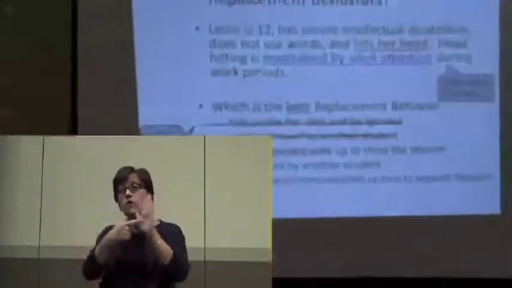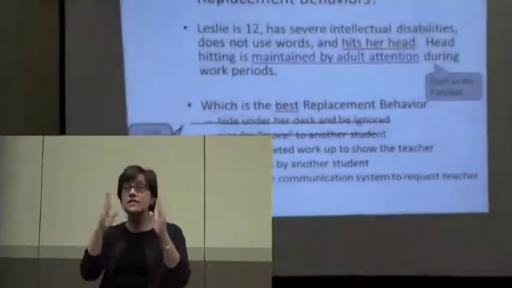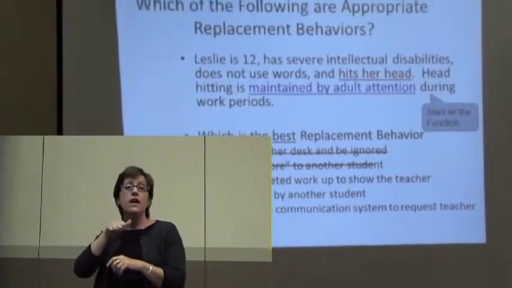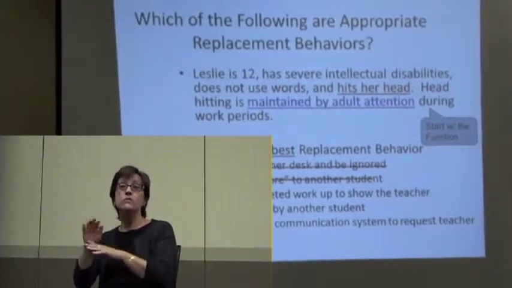Sign for more to another student. It's a good idea, but it's not getting her access to adult attention, right? Okay? So take completed work up to show the teacher. That's getting her attention, right? Now, of course, I had other rules besides the function that apply. Remember what those other rules were? Matches the function, efficient, and then, of course, socially acceptable, right? So right now, we'll keep that one there. It might be a little hard for her to do, right?